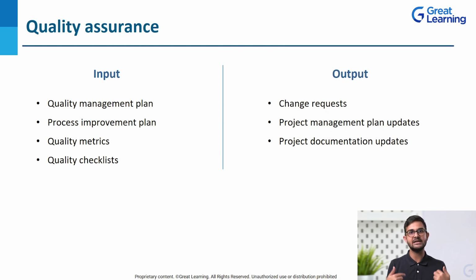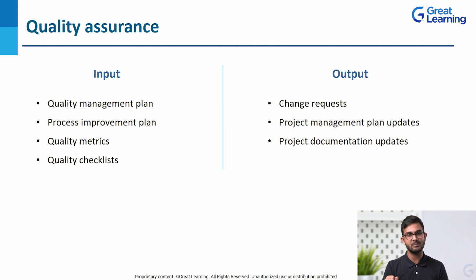We'll assure the quality, we'll do the quality reviews, and then we'll get the output. Now, what is that output? Change requests. If we feel that this could have been done better, we can do it in this particular way. This is the better way, because once we progress with the project, there will be so many changes. So all those change requests are made.